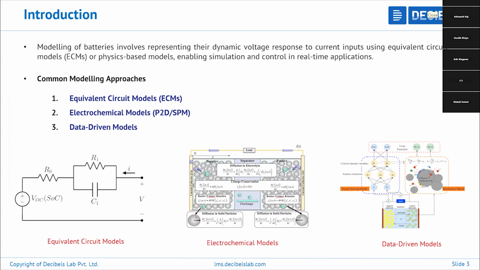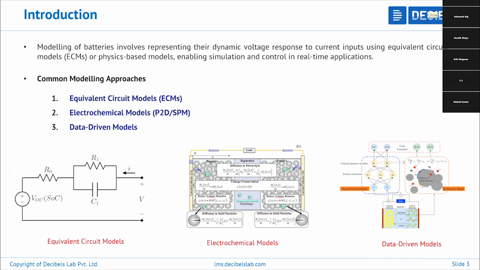Modeling of any battery basically involves representing the dynamic processes going on inside the battery in terms of an equivalent circuit. For the battery, we have a voltage response. When there is some current input, when we charge or discharge the battery, there will be a voltage response, and that voltage will vary with time. So how do we model this voltage variation? There is a model, and we go through equivalent circuit modeling.